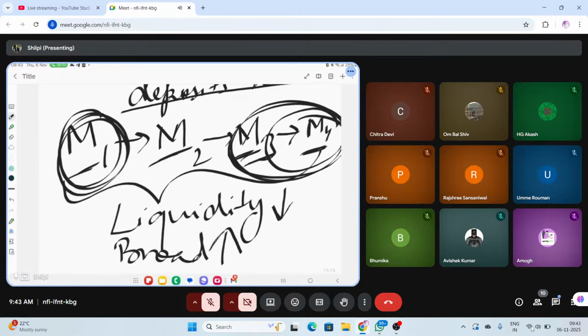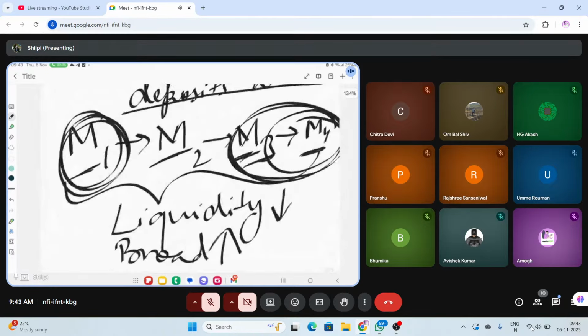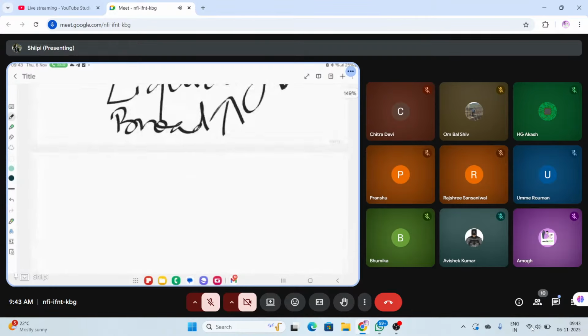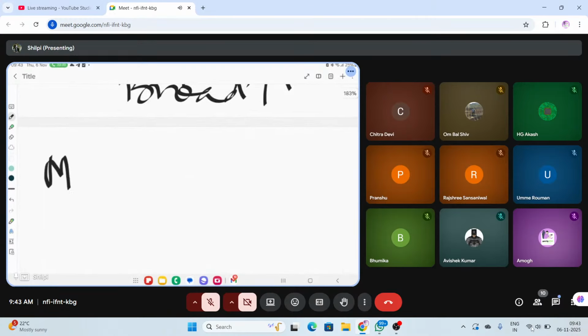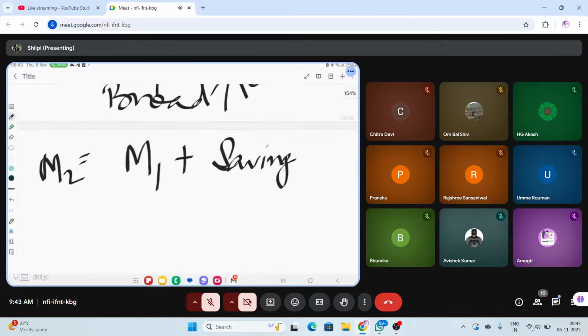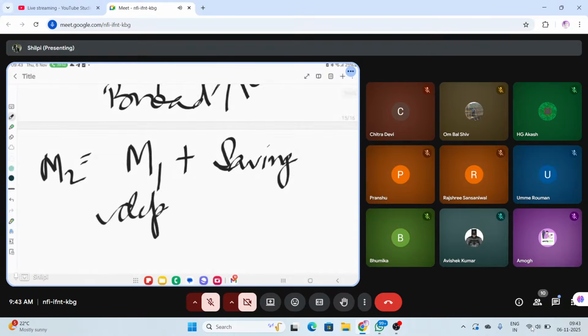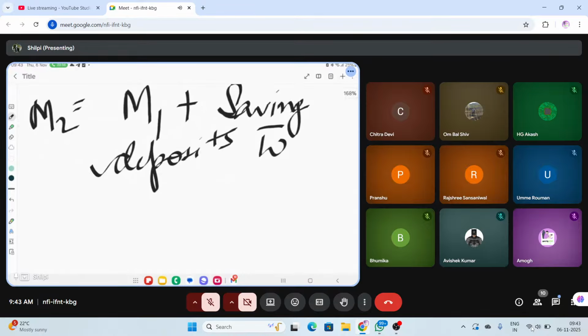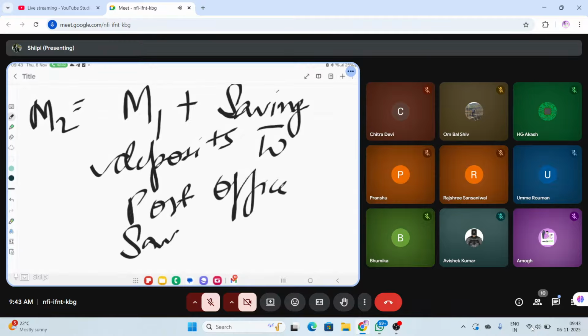If we talk about M2, M2 is nothing but M1 plus the saving deposits with the post office saving banks.